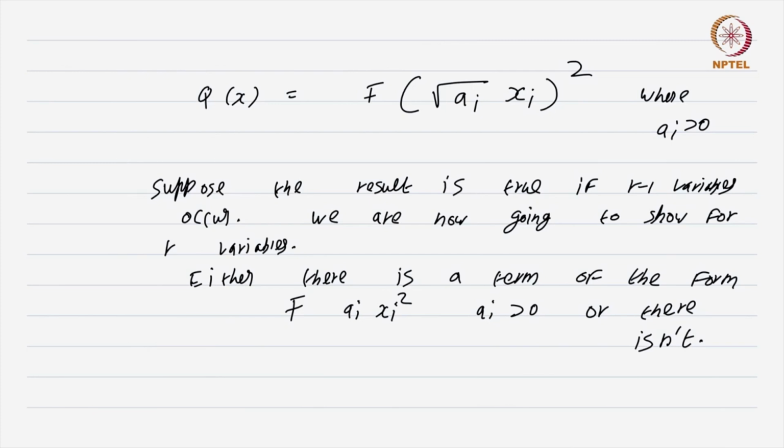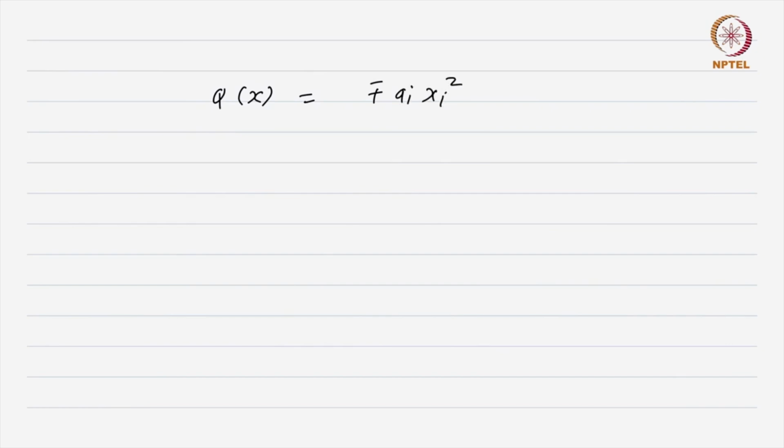Now if plus or minus ai xi squared occurs, then we can do a very simple completing the square, just like what we did before. What we do is the following. We write Q of x as plus or minus ai xi squared plus xi L of x plus some q1 of x. So some explanation is in order.